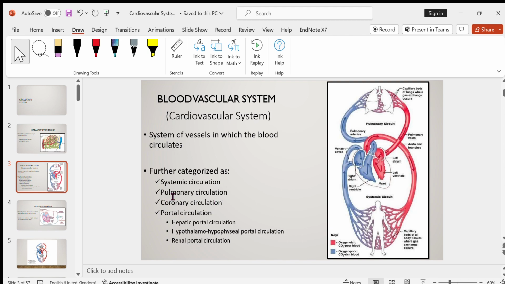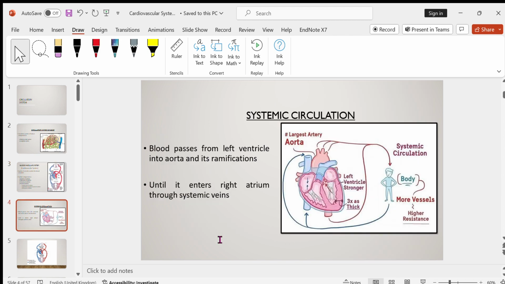Number one is the systemic circulation. Number two is the pulmonary circulation. Number three is the coronary circulation. And the fourth one is portal circulation, which is further subdivided, and we'll discuss it later on.